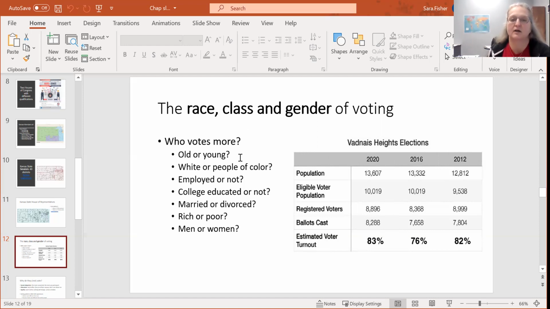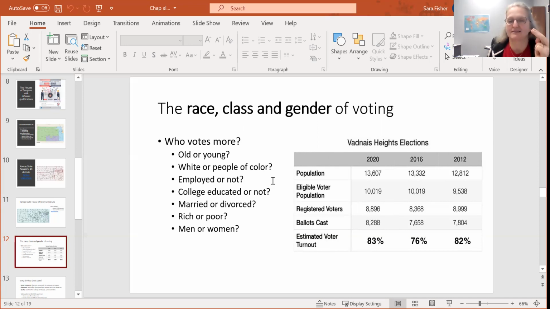So who votes more? Young people or old people? Young people are the least likely to vote. The older you are, the more likely you are to participate. That's one of the reasons that in towns like Manhattan, we spend a lot of time on college campuses getting those people registered. White people or people of color? That would be white people. White people vote more than people of color.